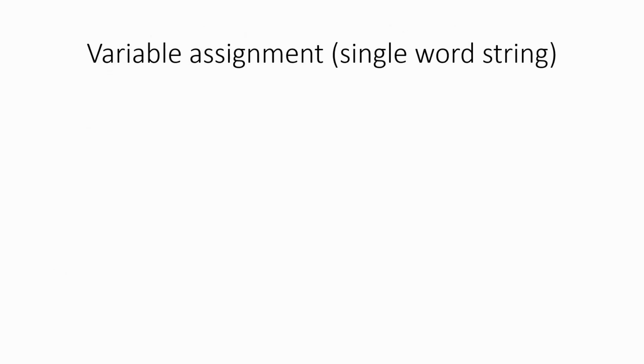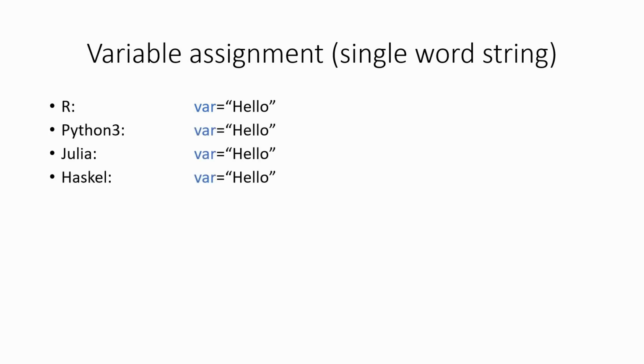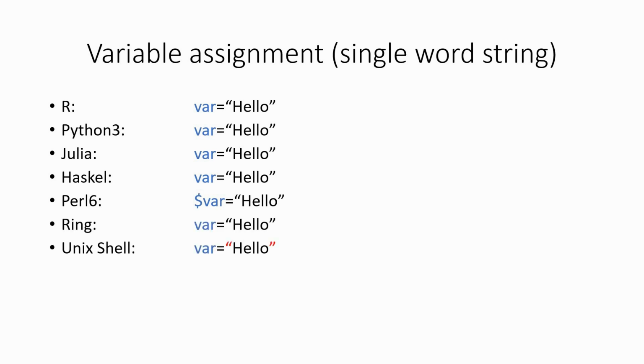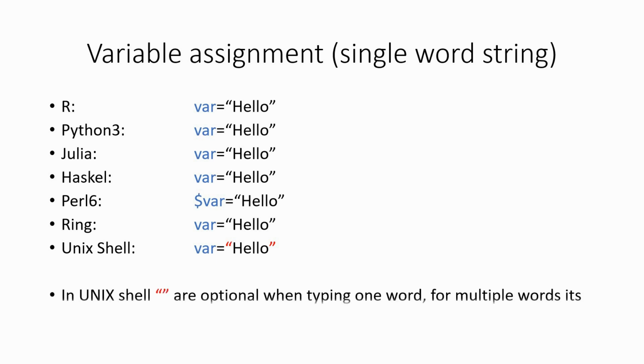Now let's see how you store a string. It's just the same, but the difference is that when you store a number in a variable, you don't use quotation marks. But when storing a string inside a variable, you will have to use quotation marks. This is the syntax of R, Python 3, Julia, no difference. Haskell, the same. With Perl 6, the only difference is the use of dollar symbol with variable name. For Ring program, method is the same. And for Unix shell, although the method is the same, the quotation marks for the strings are optional here.